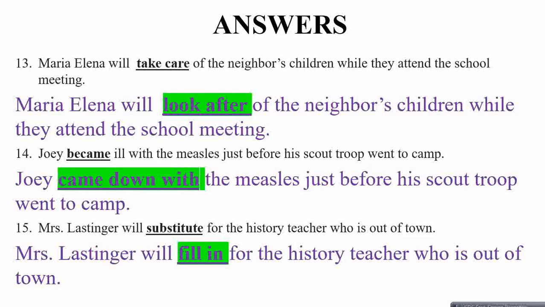troop went to camp. Question 15. Mrs. Lastinger will substitute for the history teacher who is out of town. So the answer is Mrs. Lastinger will fill in for the history teacher who is out of town.